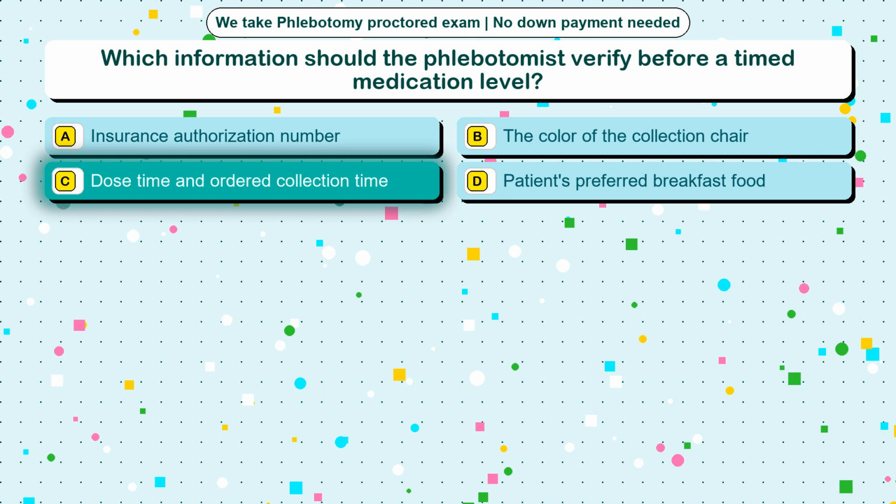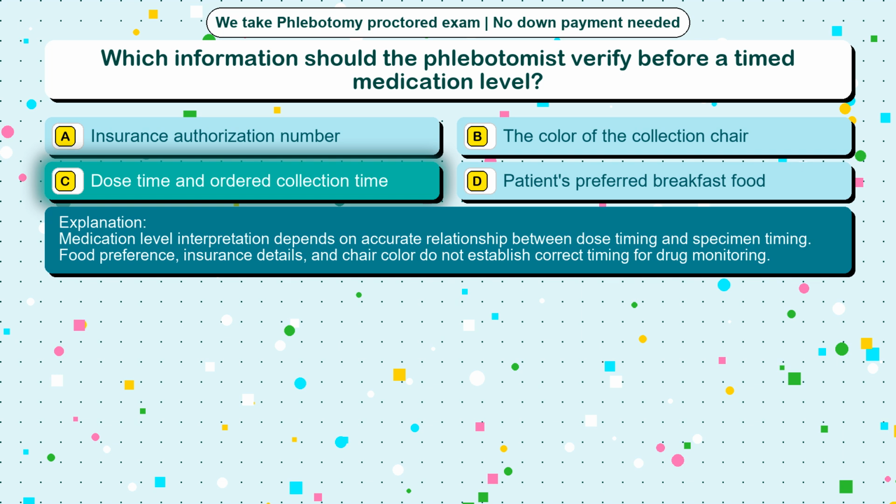The correct answer is option C. Dose time and ordered collection time. Medication level interpretation depends on accurate relationship between dose timing and specimen timing. Food preference, insurance details, and chair color do not establish correct timing for drug monitoring.